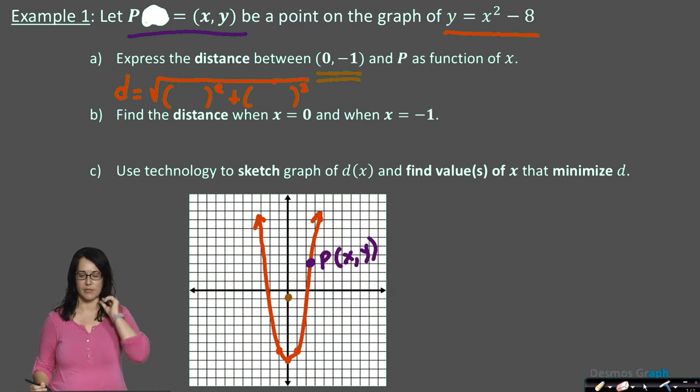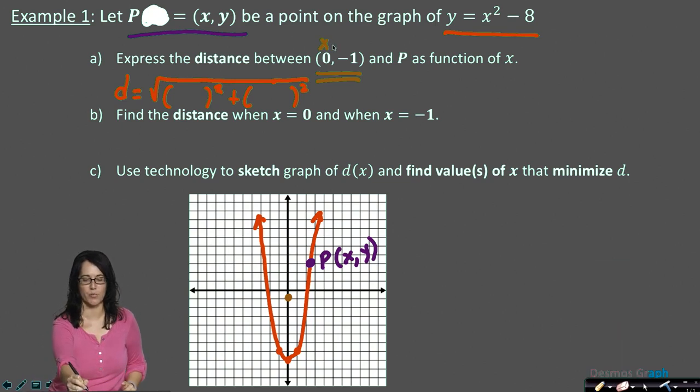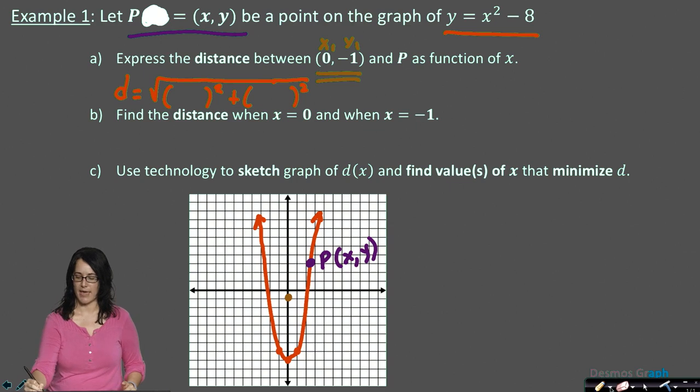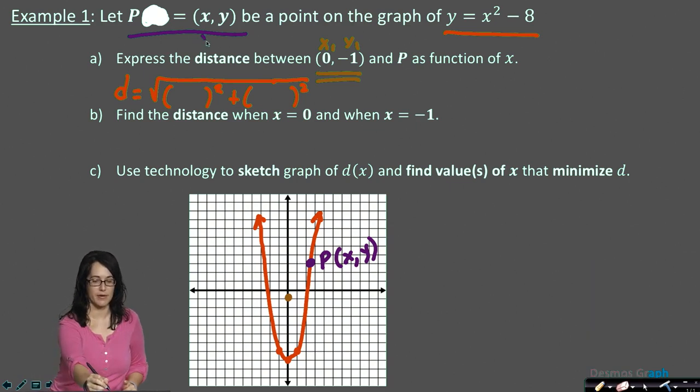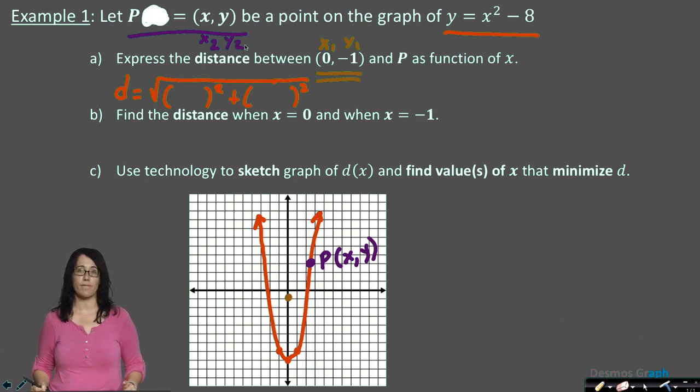So in this situation, what are my two points? Well, you have a fixed point. Maybe you could refer to that as your x1 and your y1. And you have a moving point. That would be point P, right? This could be your x2 and your y2, okay? So if you want to find the distance between those two locations, the fixed and the moving point, you simply plug them into your formula.